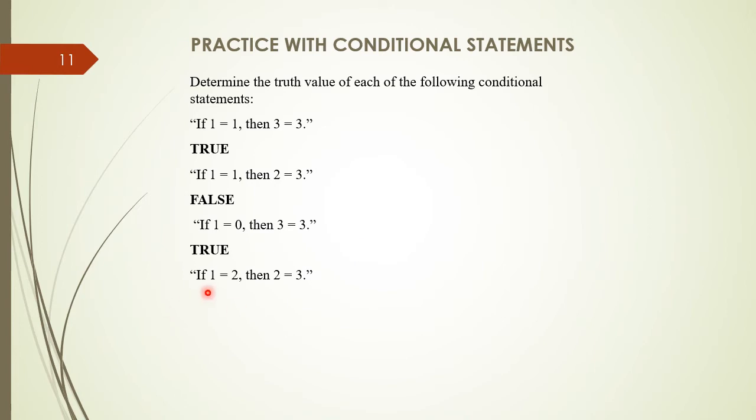Now you can easily decide the truth value for this conditional statement because its if part is false, 1 is equal to 2 is false, so there is no need to look at the consequent part, its overall truth value is true.